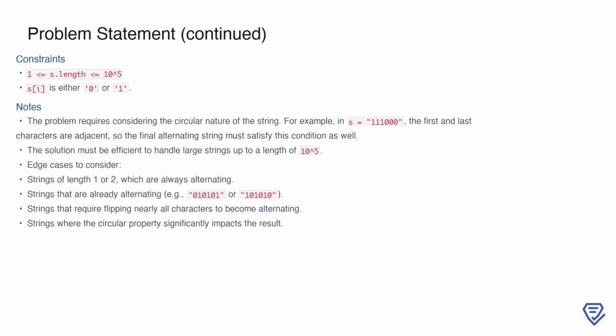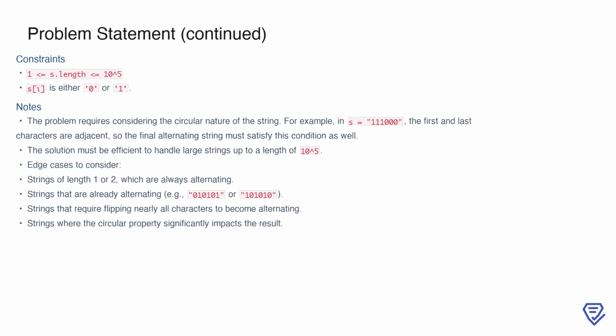The length of the string can be as large as 100,000, so the solution must be efficient enough to handle large inputs. Each character in the string is guaranteed to be either 0 or 1. Since the string is circular, the first and last characters are adjacent, which means the final alternating string must respect this circular property. Edge cases include strings of length 1 or 2, which are always alternating by default, as well as strings that are already alternating, requiring 0 flips.